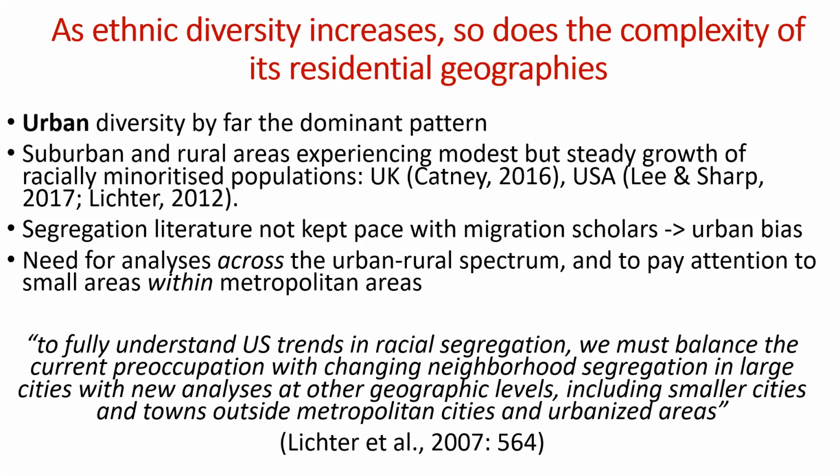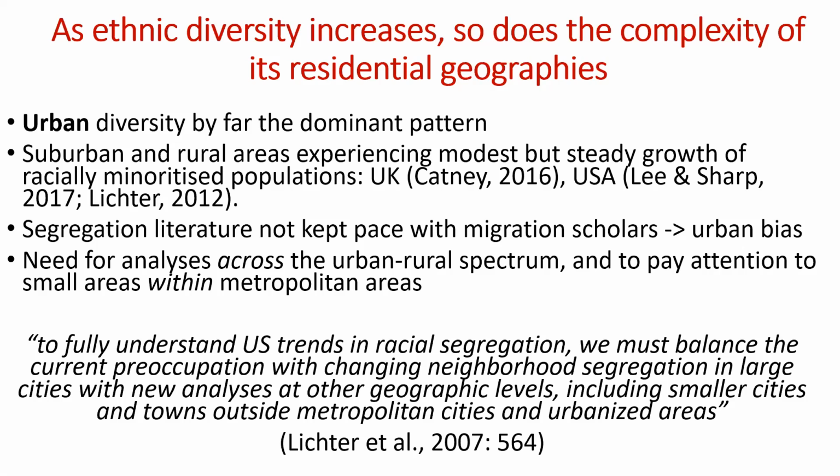But what I argue here is that we do need to think about this urban-rural spectrum and pay more attention to those shifting geographies of ethnicity, but also to think a little more about small areas within metropolitan areas as well. And I'm going to quote Daniel Lichter and colleagues word for word here, where they say: to fully understand, in this case, US trends in racial segregation, we must balance the current preoccupation with changing neighbourhood segregation in large cities with new analyses at other geographic levels, including smaller cities and towns outside metropolitan cities and urban areas.